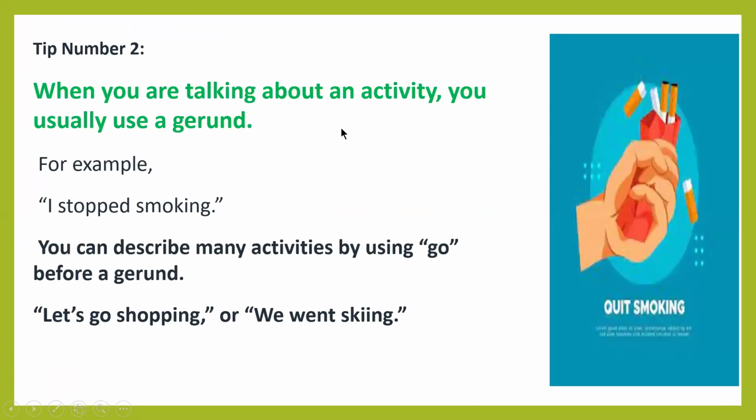Tip 2: when you are talking about an activity, you usually use a gerund. For example, I stopped smoking. You can describe many activities by using go before a gerund. Go means an activity. So by using go before a gerund, we say let's go shopping or we went skiing. So when you are talking about an activity, usually use a gerund.